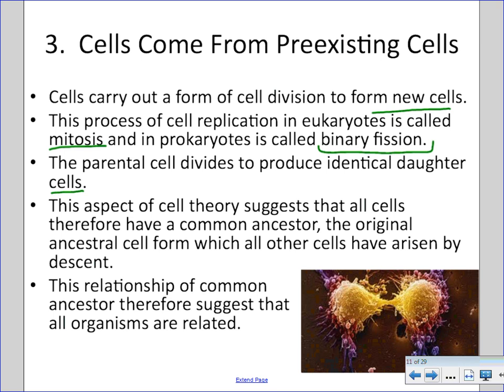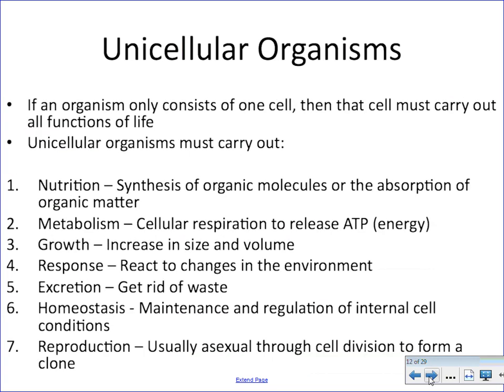This aspect of cell theory suggests that all cells therefore have a common ancestor, the original ancestral cell from which all other cells have arisen by descent. So there was one common cell at some point that eventually gave rise to all cells that exist today. This relationship of common ancestor therefore suggests that all organisms are related. And as we go through the course, we will see that there are a number of commonalities between all organisms.